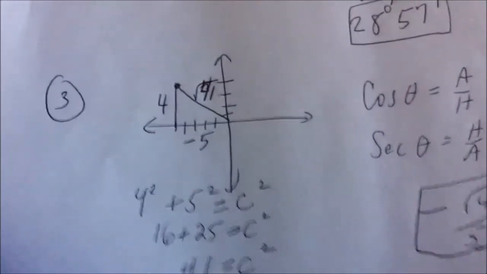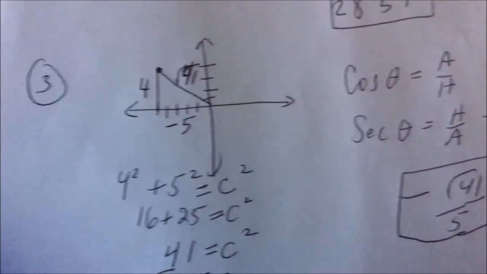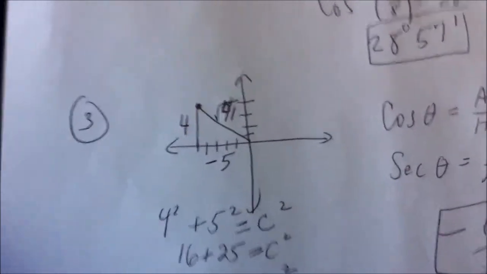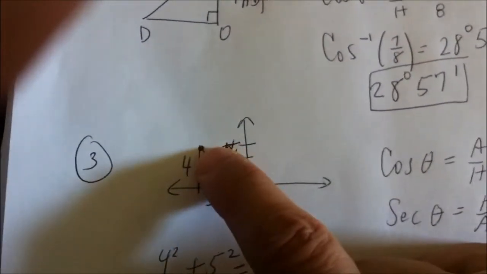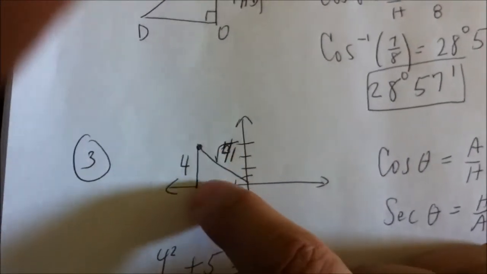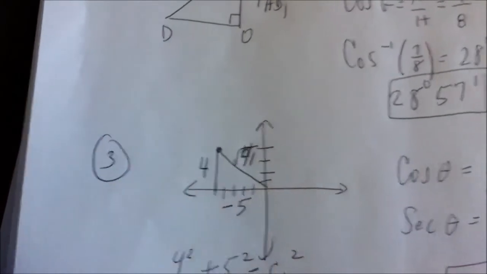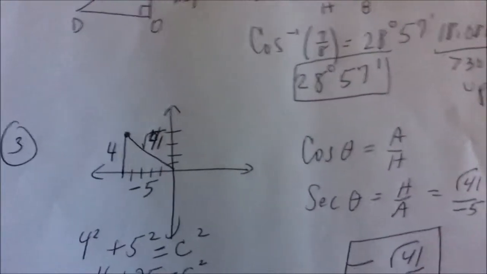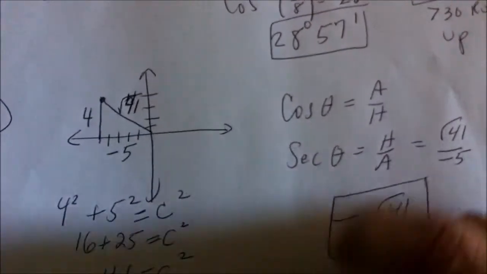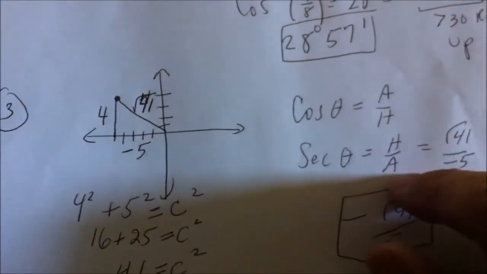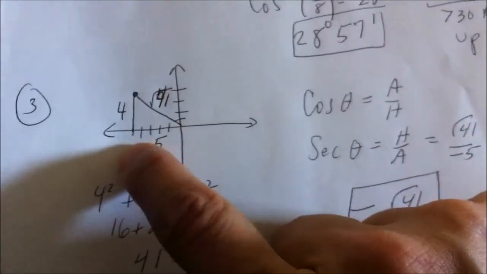Now for the third question, they want me to find the secant of theta. And they tell me that the coordinate that I have is negative 5, 4. So when I plot negative 5, 4, that's the coordinate right there. And I drop a perpendicular. There should be a right angle symbol right here, forgive me. And I draw my right triangle. So since cosine happens to be adjacent over hypotenuse, to find secant I need hypotenuse over adjacent. Now all I have is that this is negative 5 and this is 4.